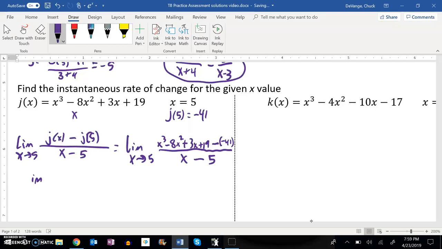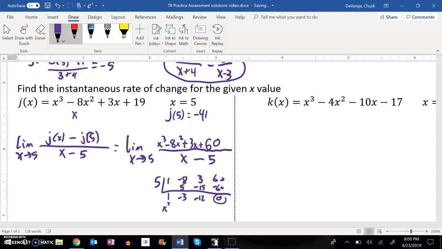Actually, I can just do this. 19 minus negative 41, that would be the same as 19 plus 41. So this all together here is equal to plus 60. All right. So now, again, if I try to plug in 5, I can't do it. So I'm going to do this division. So I'm going to say 5 goes into 1x cubed minus 8x squared, 3x, 60. Bring down the 1, multiply by 5. Add those together is negative 3, negative 15, negative 12, negative 60, and 0.